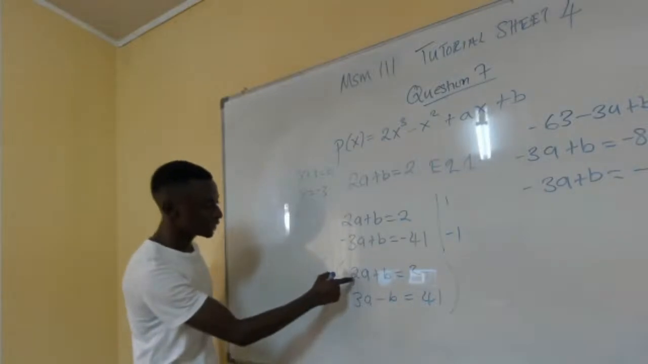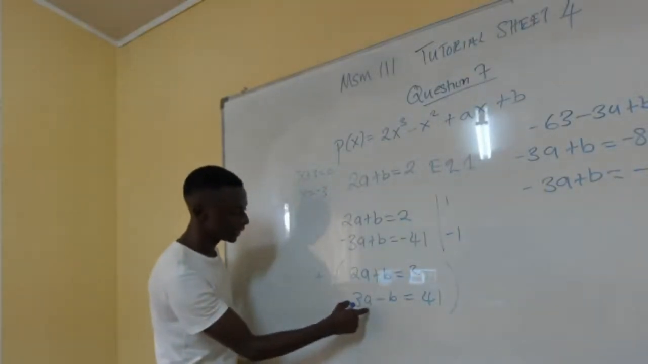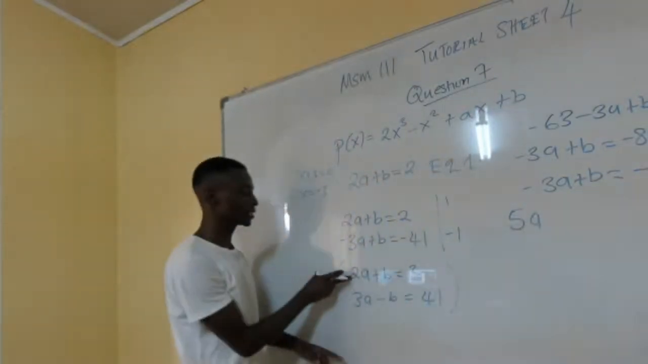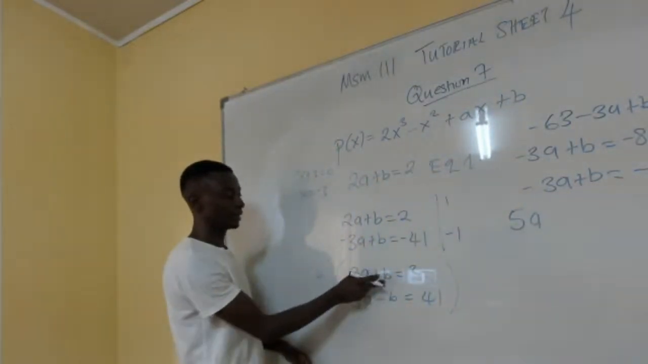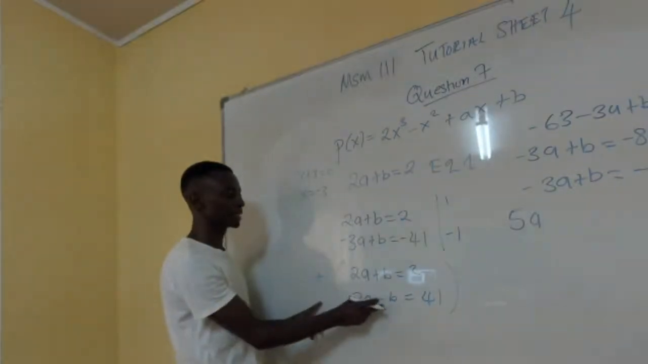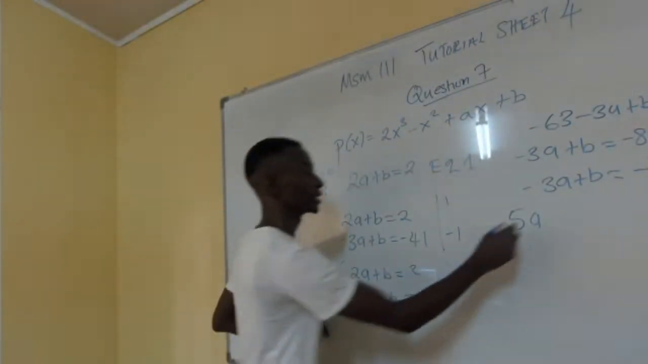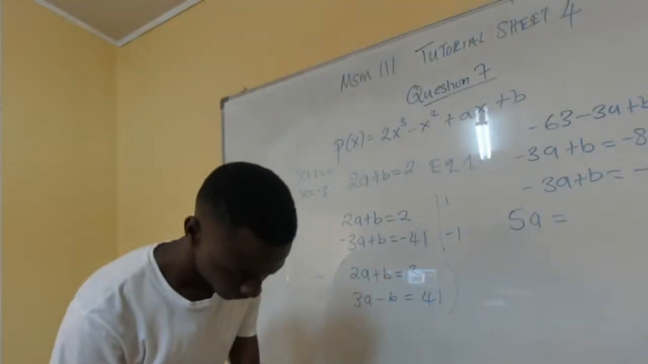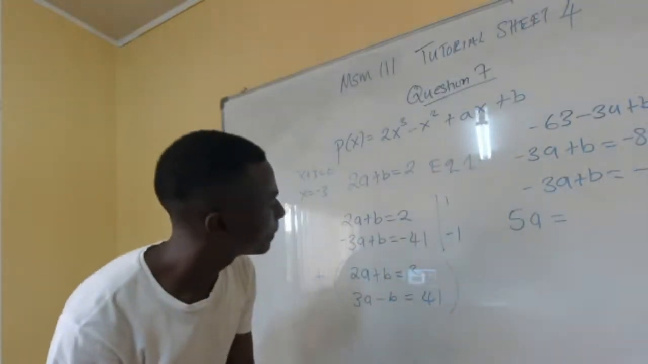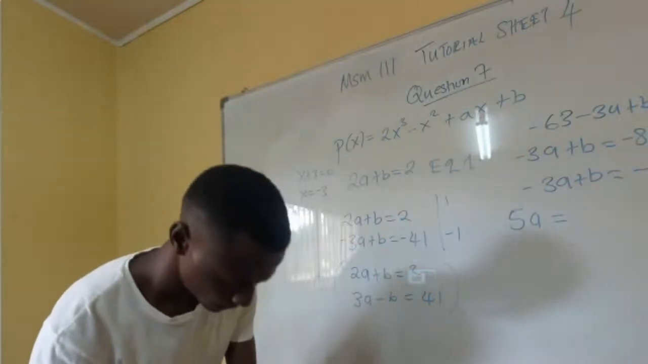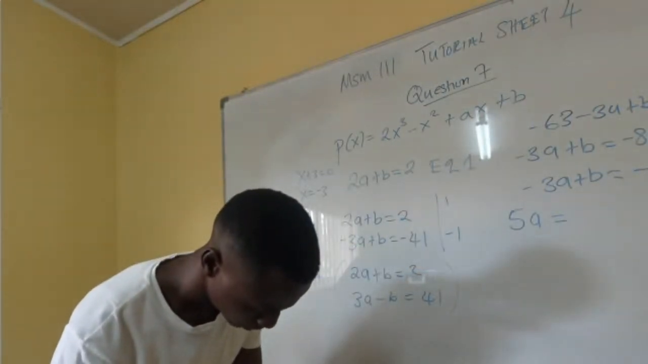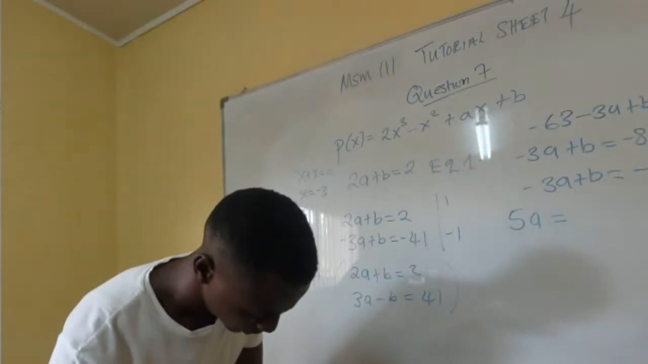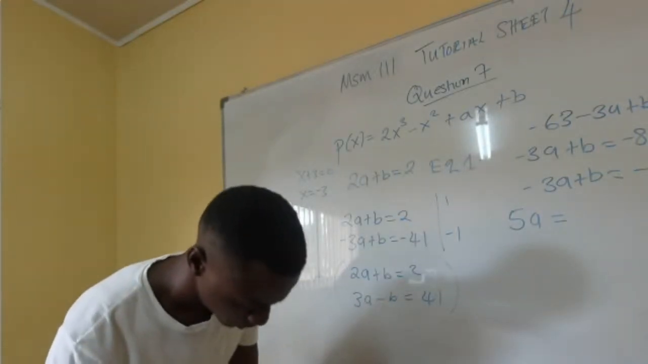So now, what is 2A plus 3A? We are getting 5A if you add 2A and 3A. Positive B plus negative B, the answer is 0. So you do that. So the answer is that.